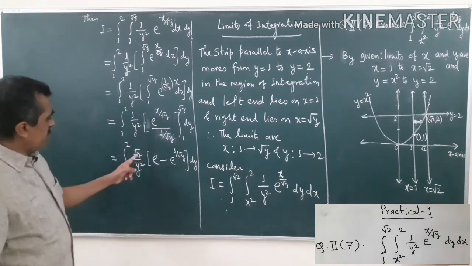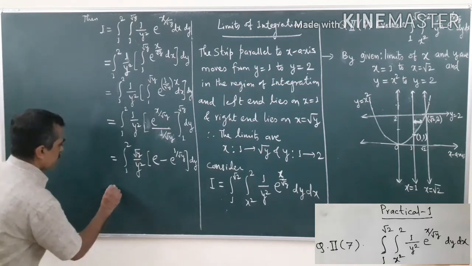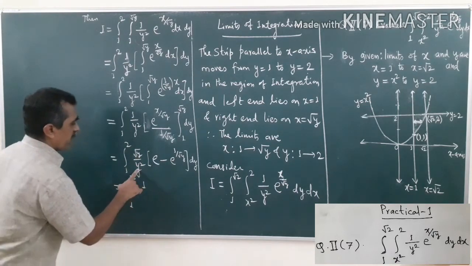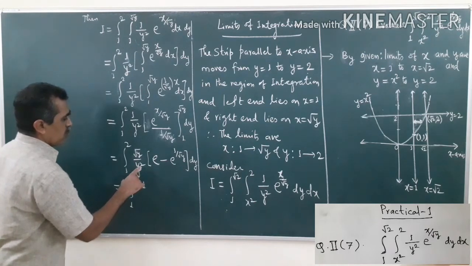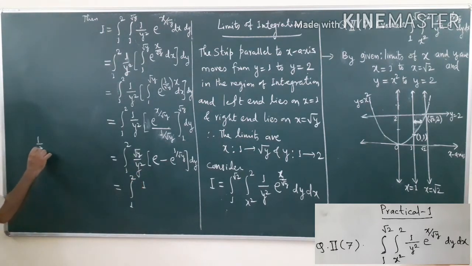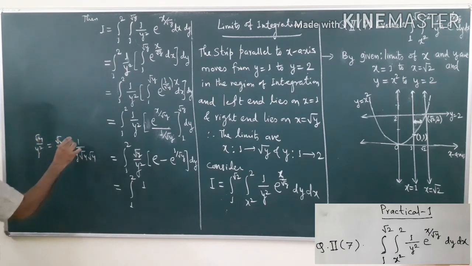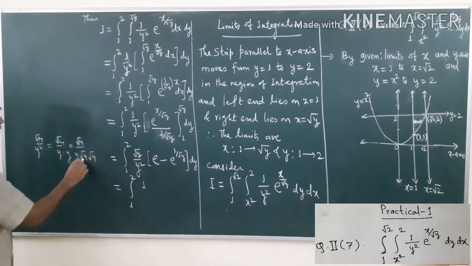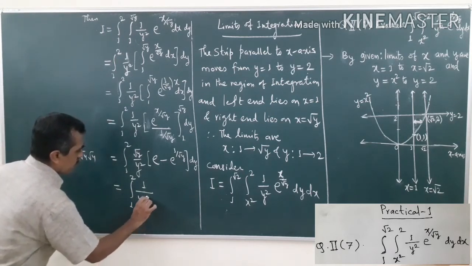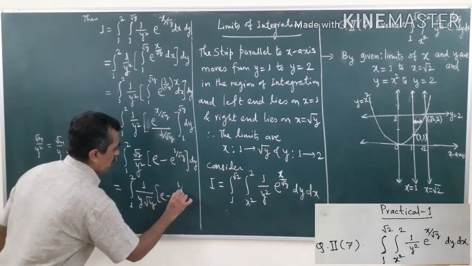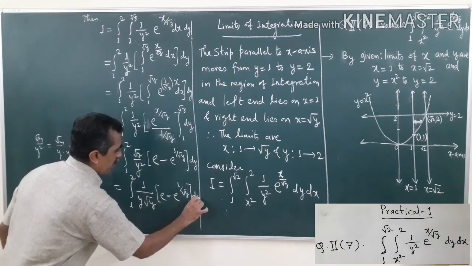Now, we have to simplify this integral. This is equal to integral 1 to 2. Now, we may write y square as root y into y, so 1 upon y square can be written as 1 upon y into root y. Root y upon root y, so one root y will get cancelled. So, what I will get is 1 upon root y e minus e raised to 1 upon root y dy.